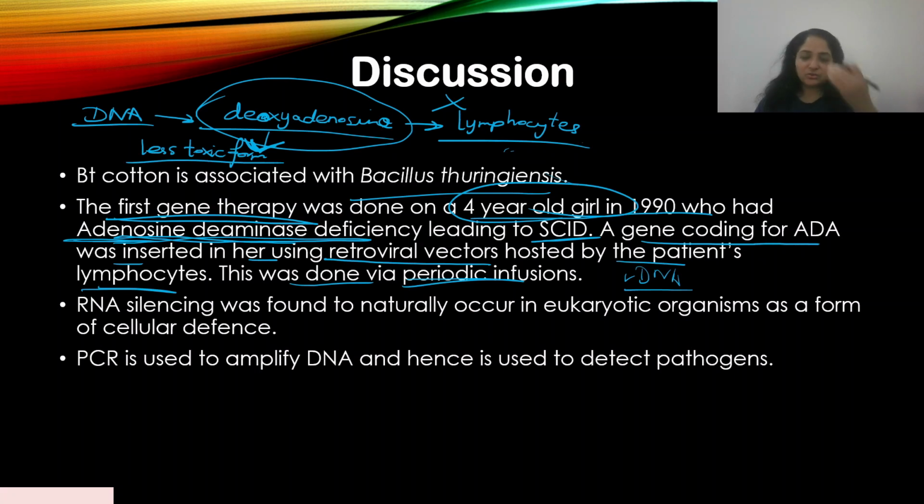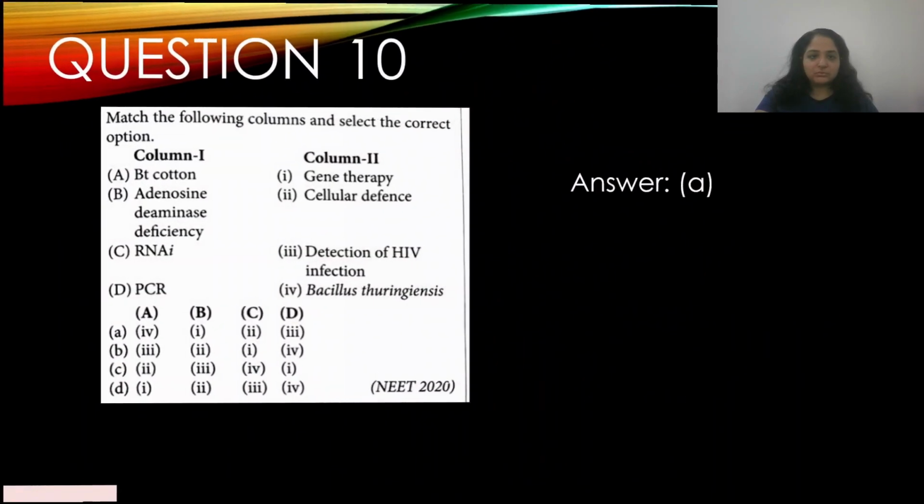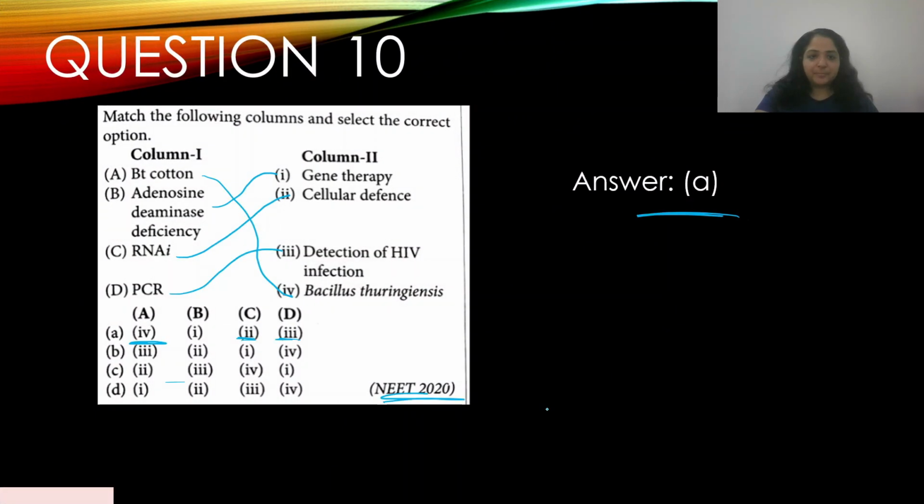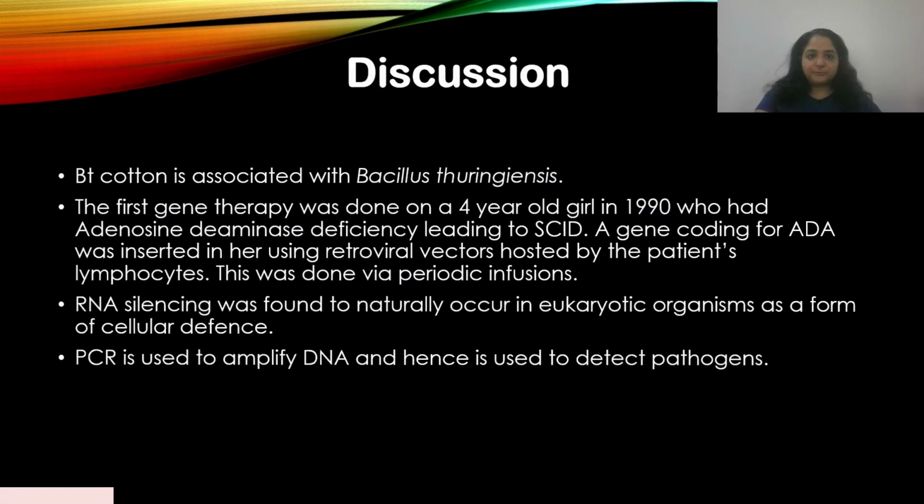We will come to this later on in the future questions also. They have asked this over and over again, but this is just to give you a brief on what ADA does, and how ADA deficiency was countered by rDNA technology. Now, RNA silencing was found to naturally occur in eukaryotic organisms as a form of cellular defense. And PCR is used to amplify DNA and it's used to detect pathogens. So we've answered the question. We can move on.